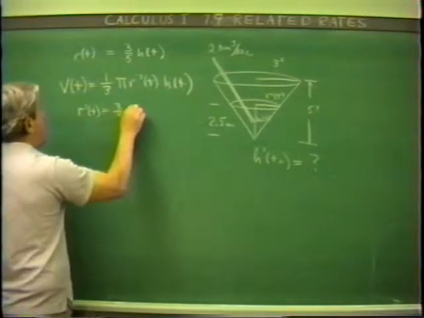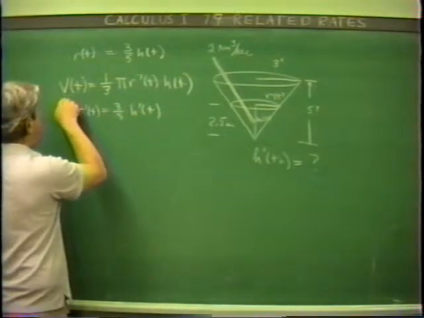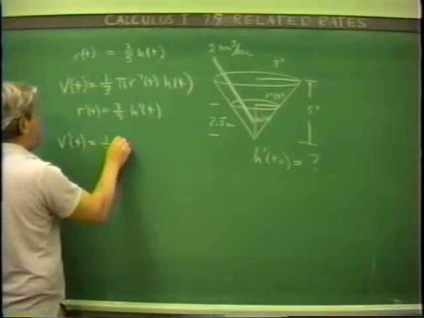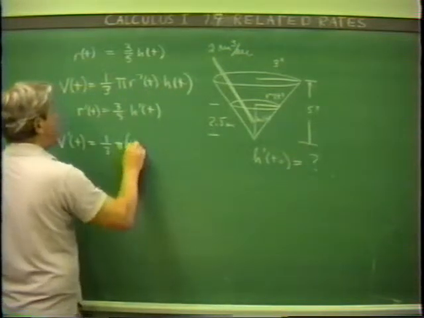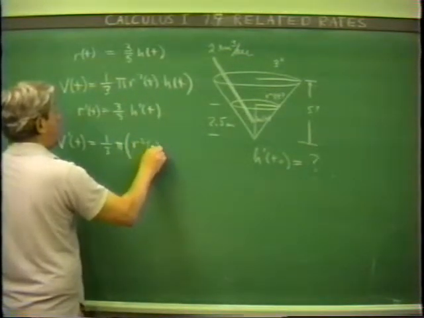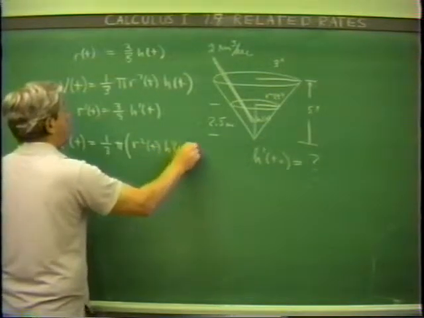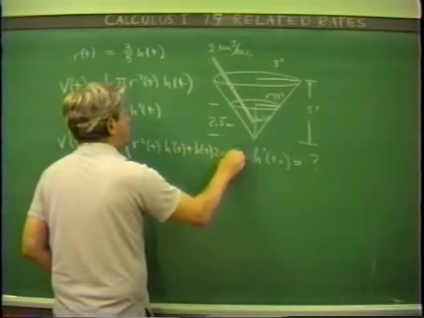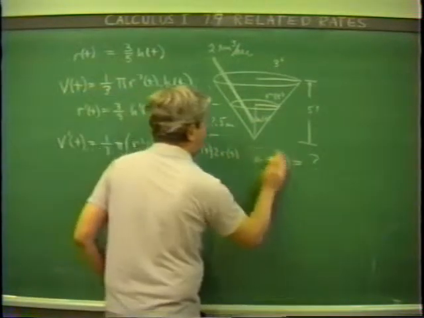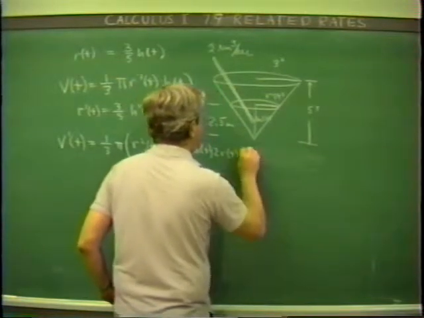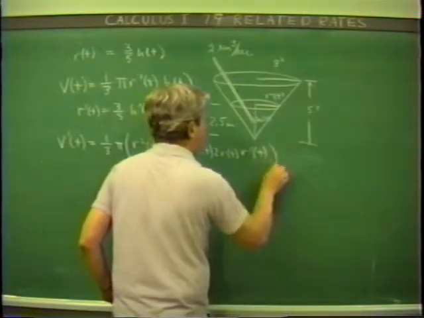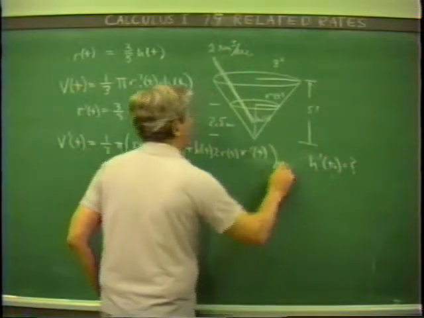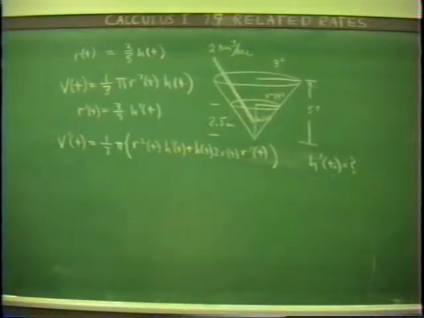If we differentiate this, we get r prime of t is 3/5 h prime of t. And if we differentiate the second equation, we get v prime of t as 1/3 pi. And now this is a product. So the derivative is the first times the derivative of the second plus the second, h of t, times the derivative of r squared, which is 2 r of t, r prime of t. We wish to know what is h prime at the time we're interested in.